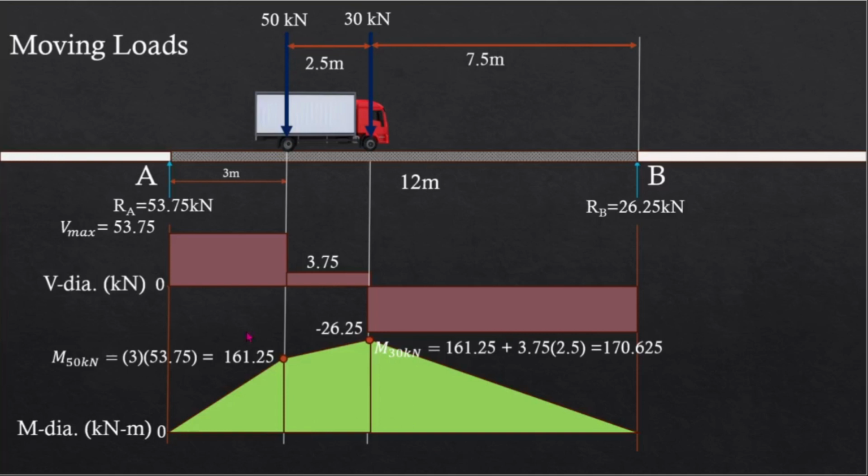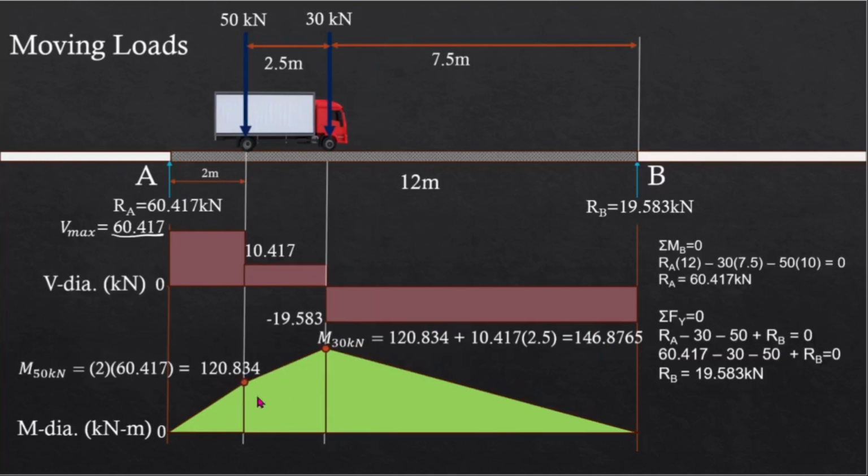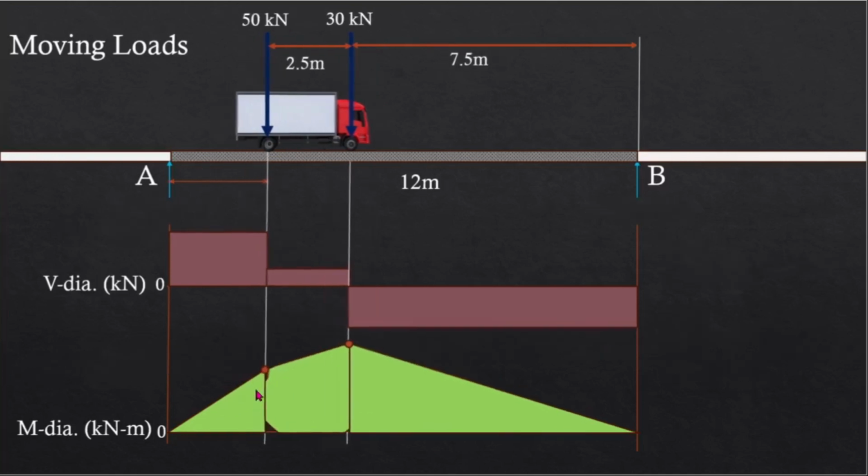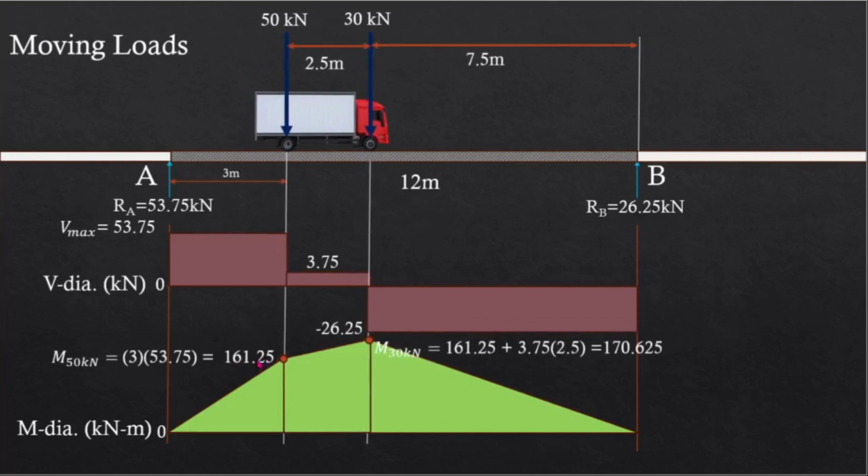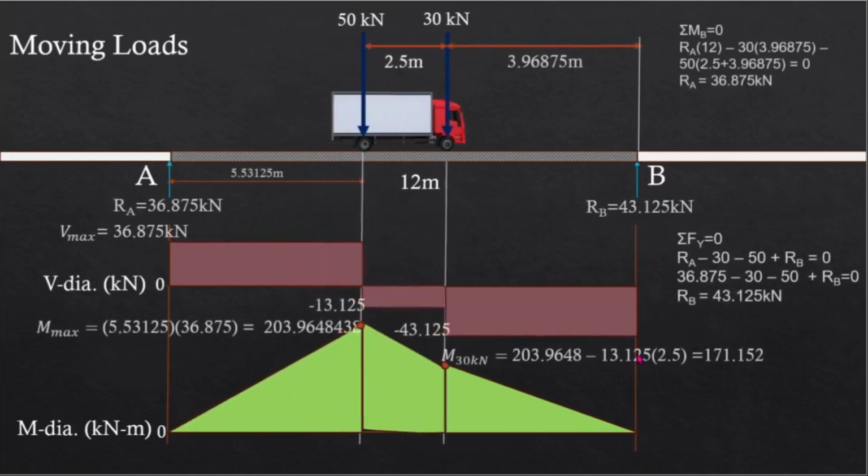Now again here, the moment has increased. From 120.834, it has become 161.25, and then here it has become 170.625. Now, since I have solved this beforehand, let me just show you first the configuration wherein the maximum moment will occur. Now we have this one.